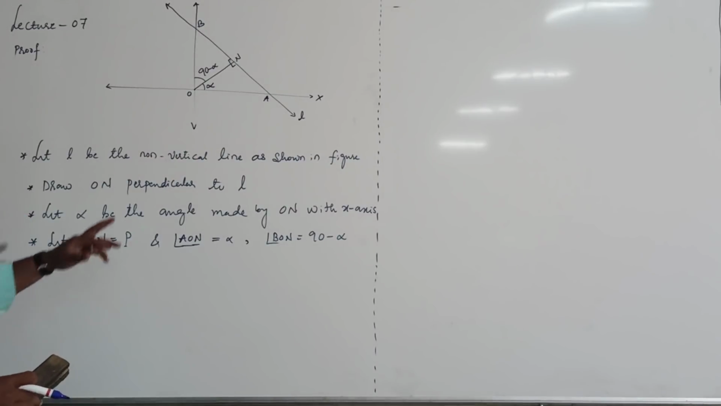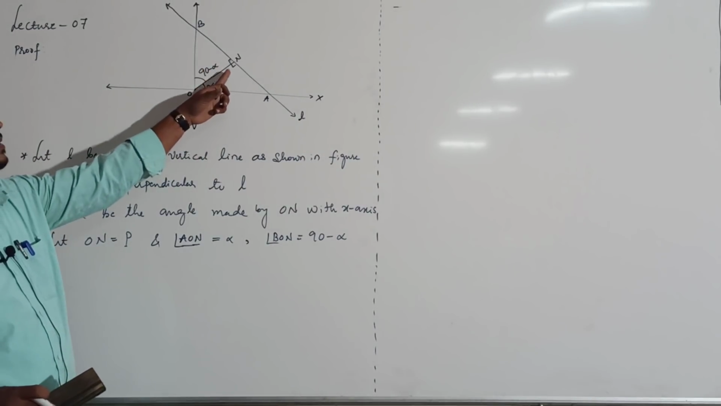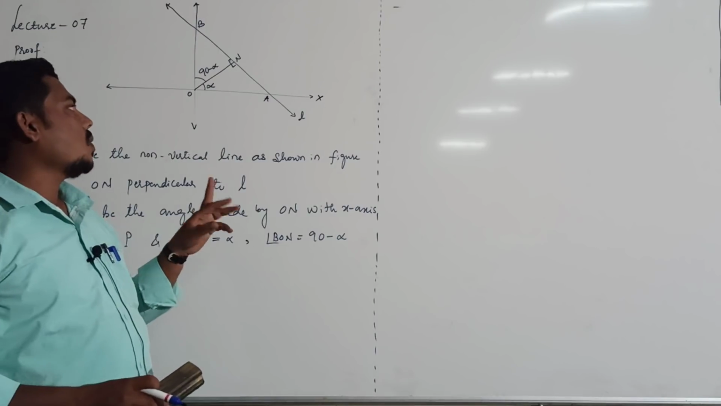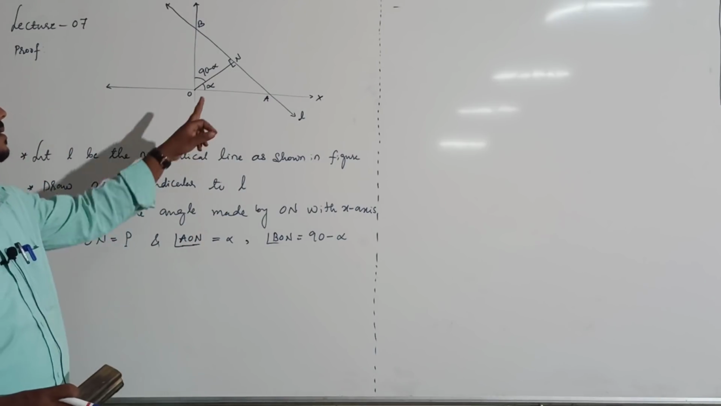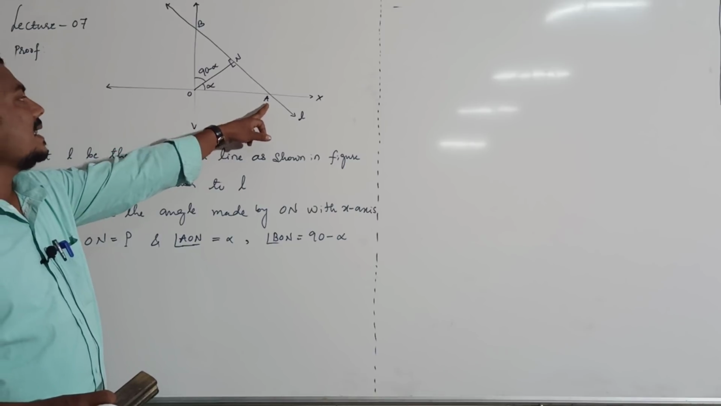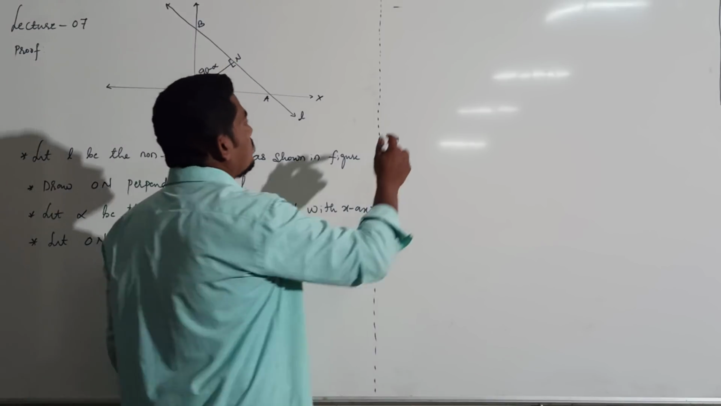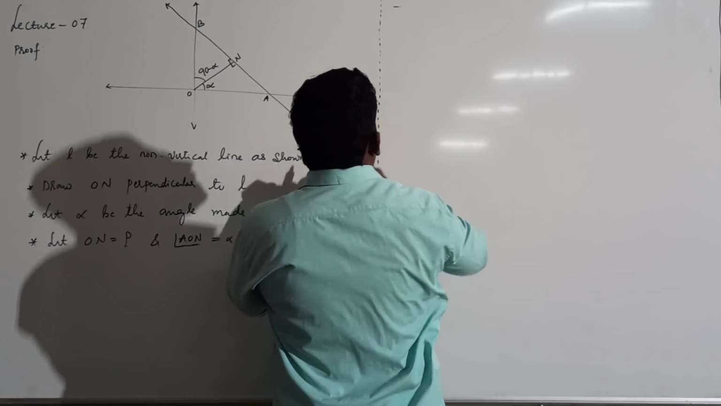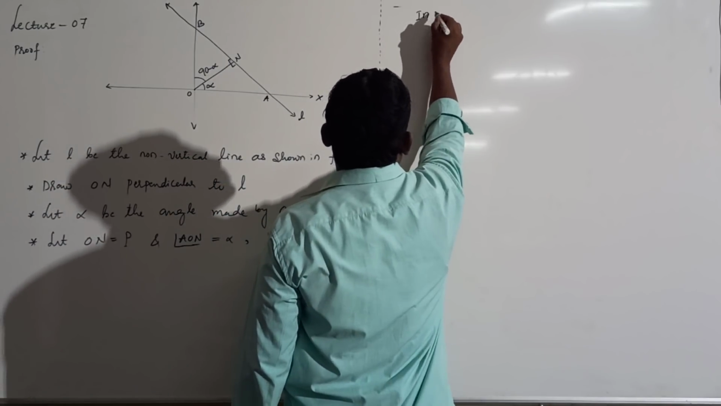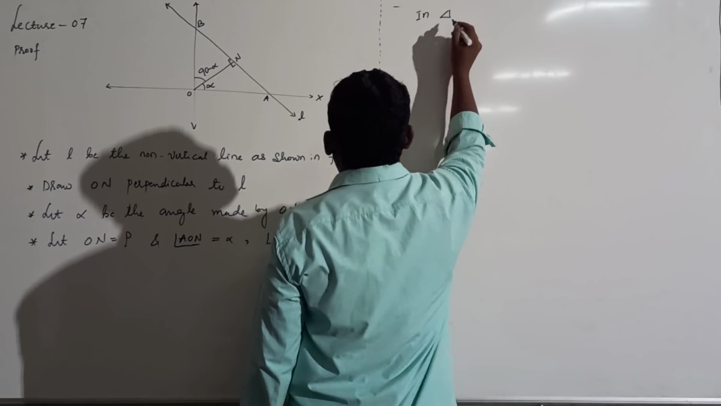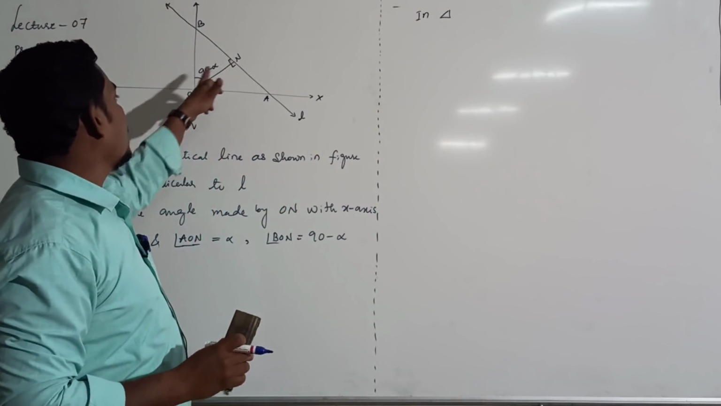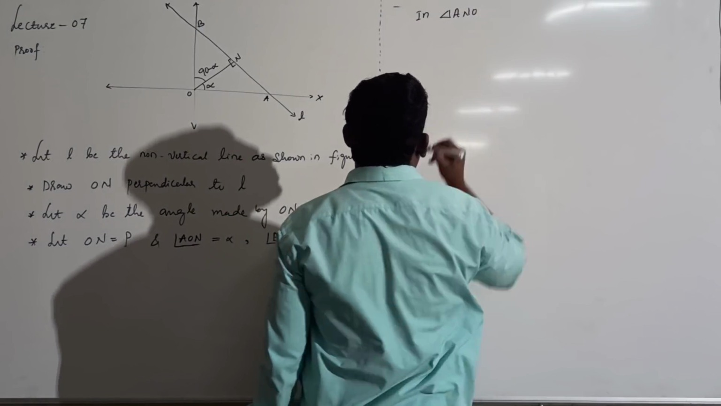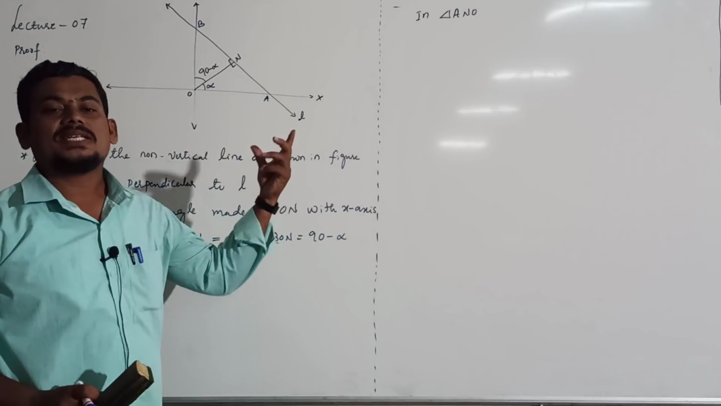Now in triangle ANO, we are interested in finding the equation of line L.